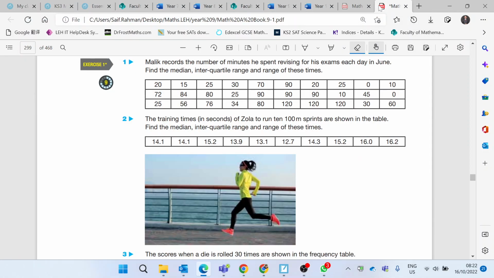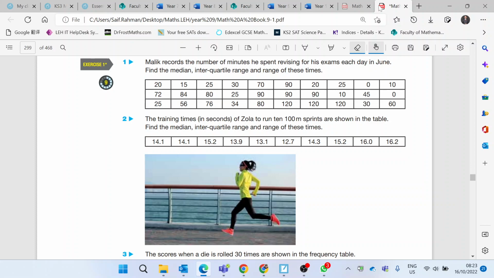Hello everyone, welcome back to this tutorial. In this tutorial we are studying IGCSE mathematics, and this book is Excel Mathematics 9 to 1, Book 1, which is usually taught to year 9. Here, this is chapter 4, data handling, Exercise 1 star on page 89.